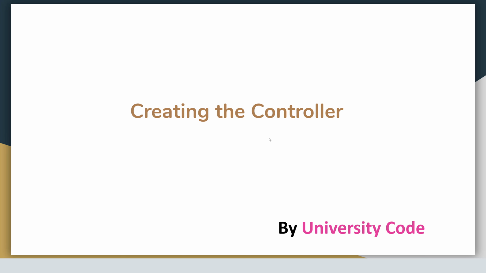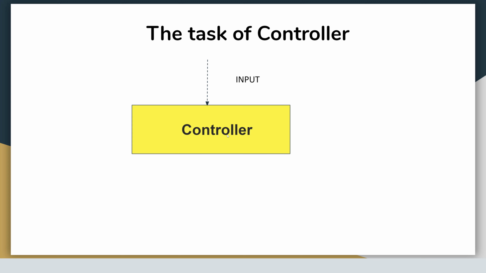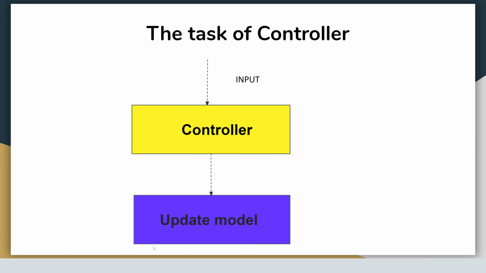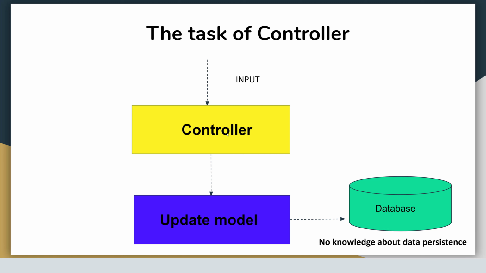Now we'll go to create the controller. As I told you, the controller receives the request from the users, and after, for example, to update the data, in the model we ask the database and we will update the database. So the controller doesn't have any idea about data persistence.